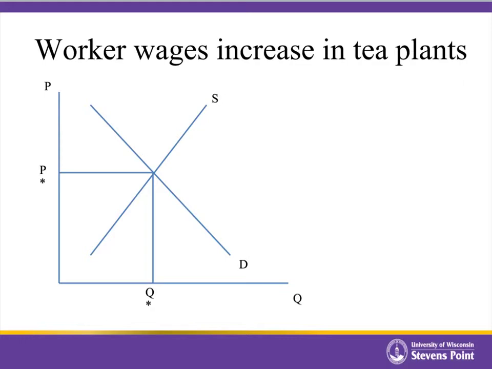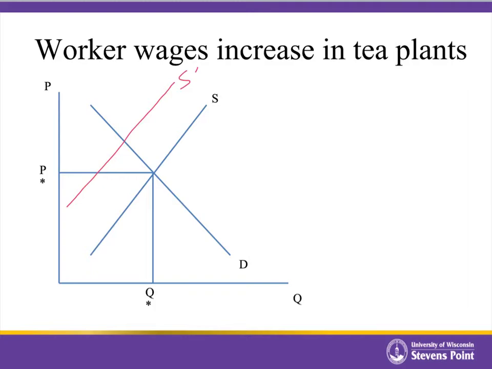Next one, worker wages increase in the tea plants. So the worker wages are increased for whatever reason. It might be because of union contracts. It might be because of economic situations where there's a shortage of workers, whatever it might be. But we see the worker wages increasing, and so that's an increased cost of production. We're going to have an increase in the average cost to produce the product, and when our average costs are rising, that's going to cause supply to decrease because of the reduced profitability.